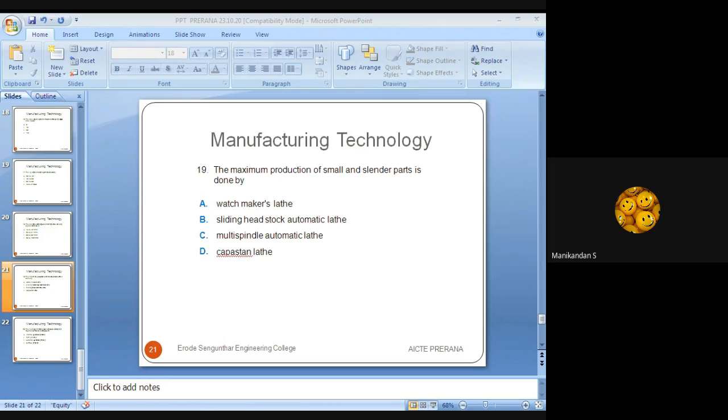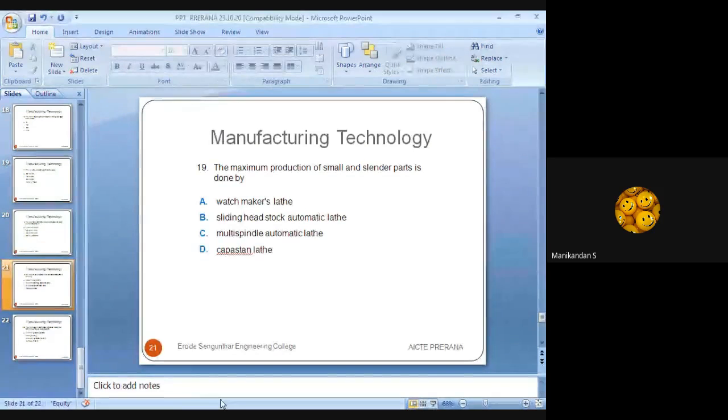Have all noted? Maximum production of small and slender parts is done by multi-spindle automatic lathe.